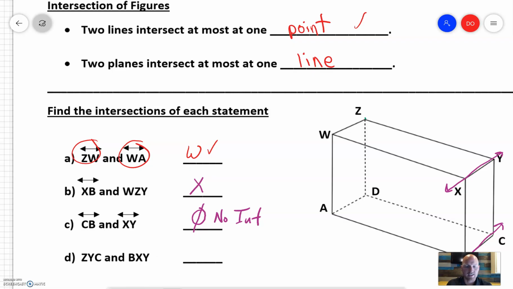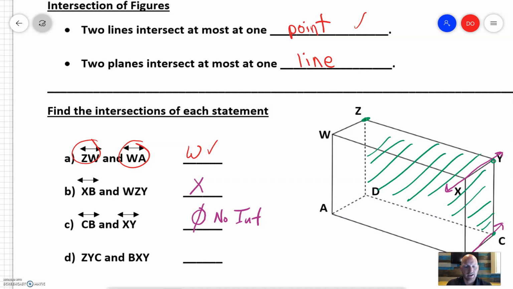So we have plane ZYC, which is this back surface of this box. And I'll use a different color. We have plane BXY. So over here we have B, X, and Y. So now we're looking at this side flat surface. And where I'm looking where those two both intersect would be this edge right here. This back corner of the room is where both of these intersect.